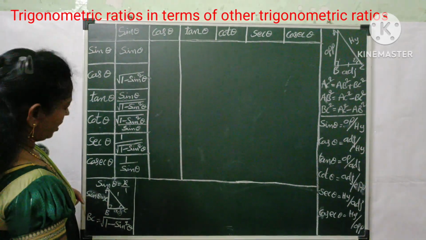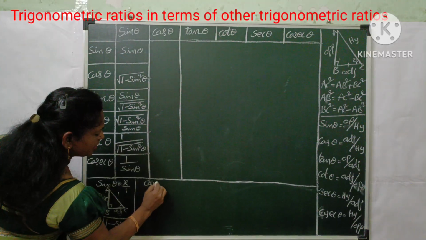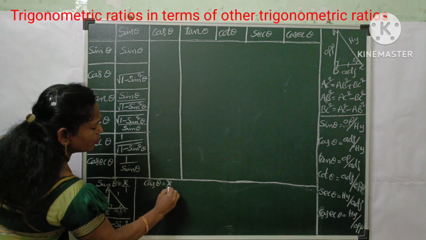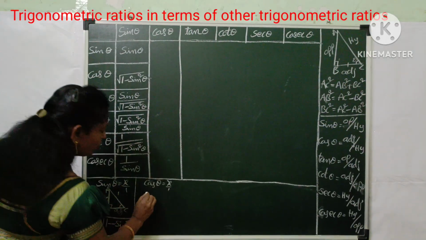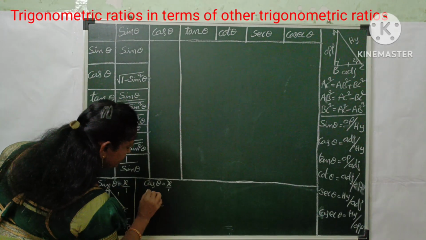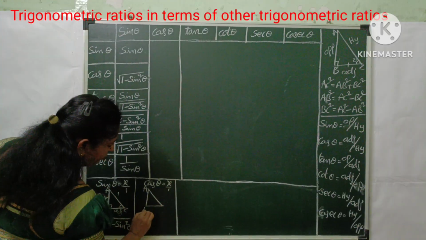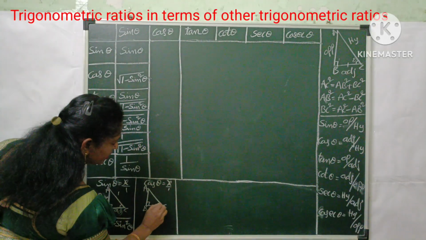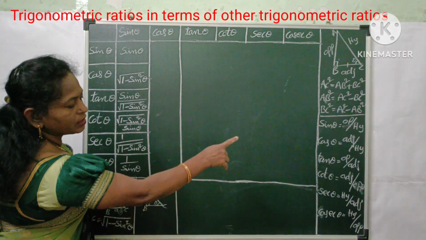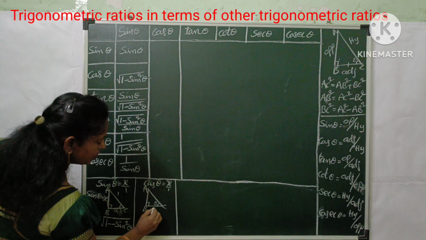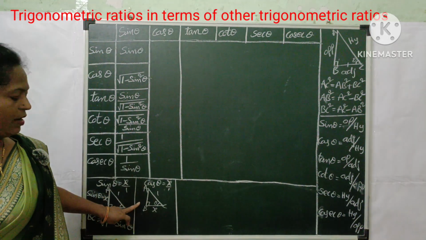Okay, in terms of cos theta, let us see. We don't know the cos theta, so cos theta equal to x. What is the x ratio? Adjacent by hypotenuse. So now draw the right angle triangle here. A, B, C, here is right angle, here theta. Next, cos theta ratio is adjacent by hypotenuse. Adjacent is here BC and hypotenuse is 1. We need to find AB.